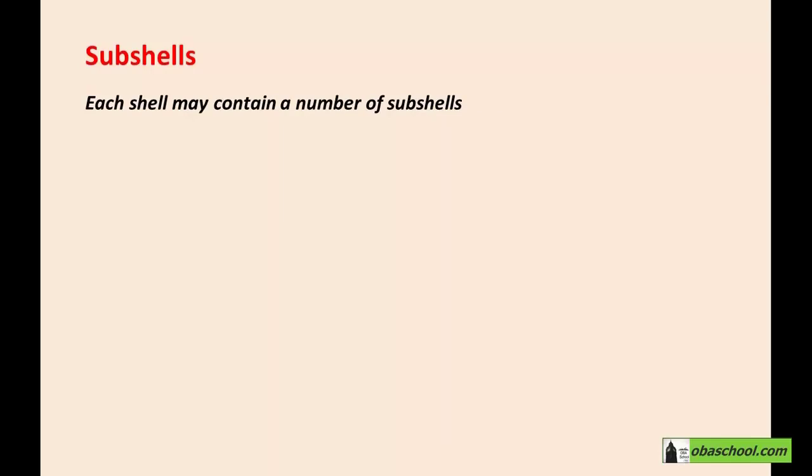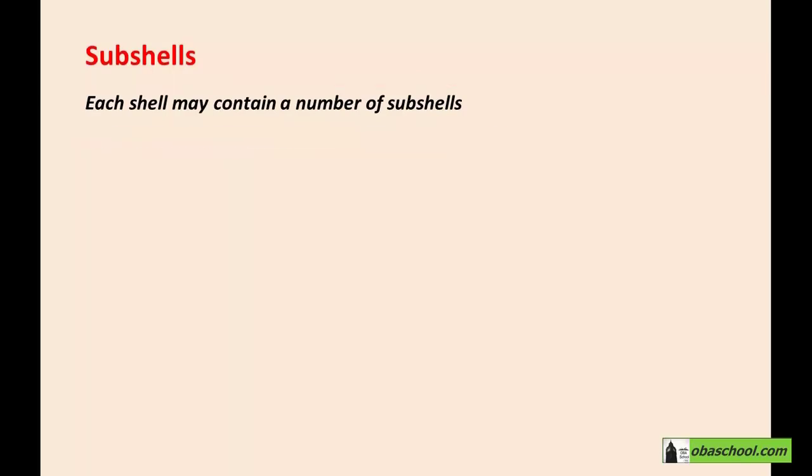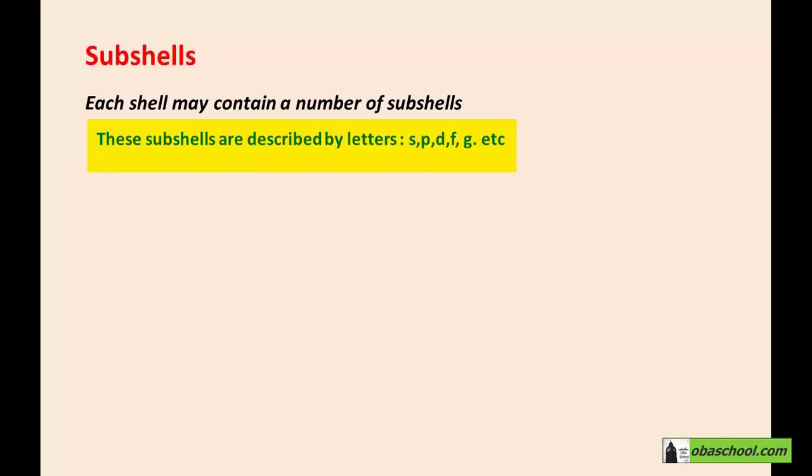which means any shell is divided into subshells, as if each shell is representing a house. In the house, the subshells represent the rooms. Thus, each shell may contain a number of subshells. These subshells are described by letters S, P, D, F, and G, as we said.